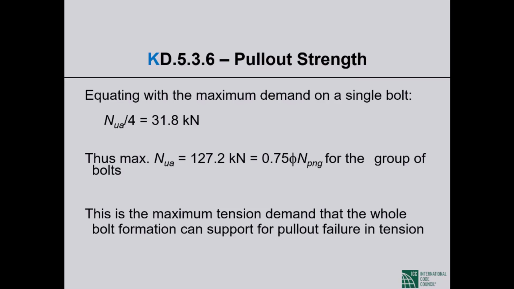Now remember, in our group of 6 anchors, the anchor that is subject to the largest tension is subject to 1/4 of the tension that is applied to the group. So if a single anchor can carry 31.8 kilonewtons, the group can carry 4 times 31.8 or 127.2 kilonewtons before the group pulls out. Okay, so the group pull-out strength is 127. This is the maximum tension demand that the whole bolt formation can support for pull-out failure in tension.